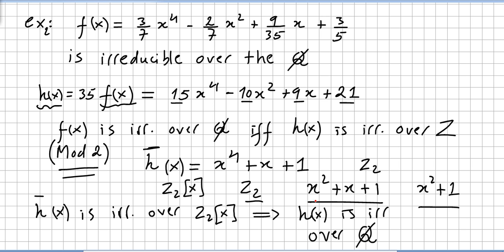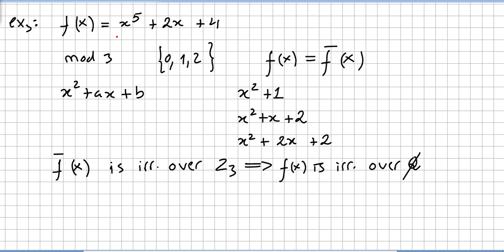What I meant here is, if this one had any factor, it should be either this one or this one, right? And you can divide this one by either of them and check that none of them is a factor.